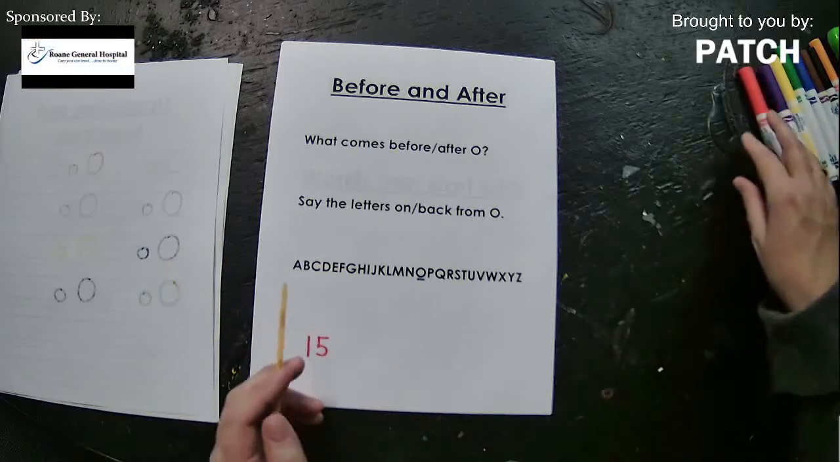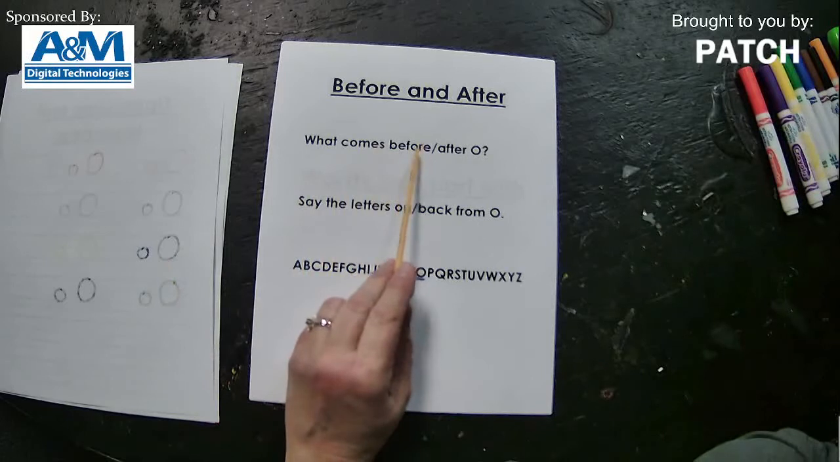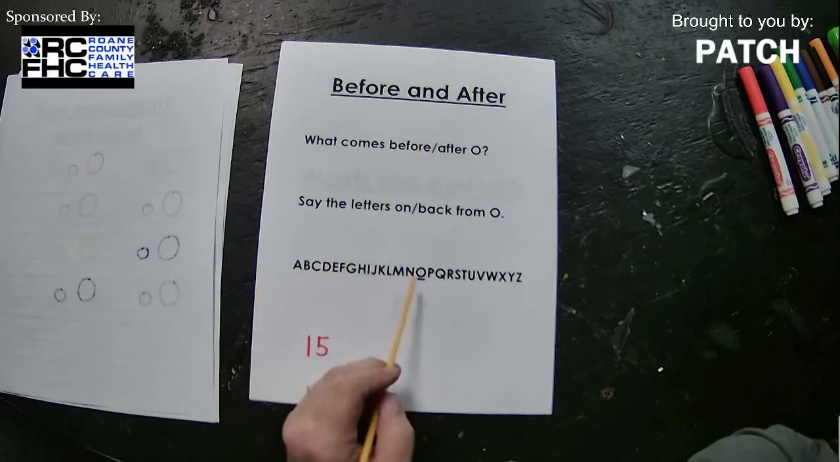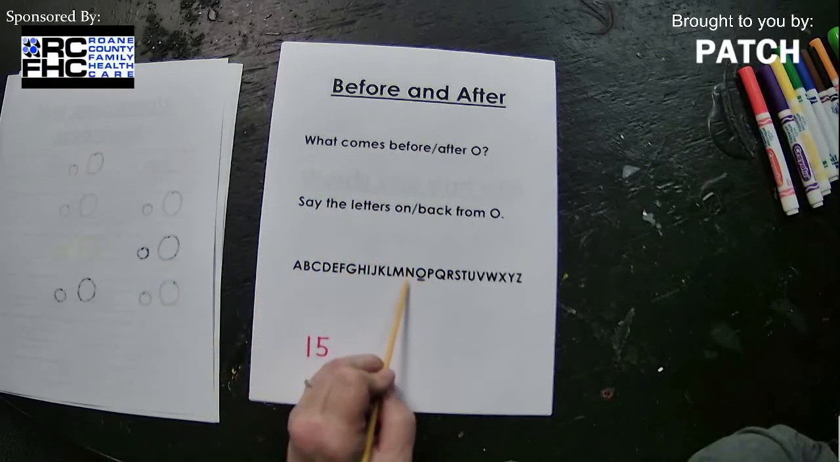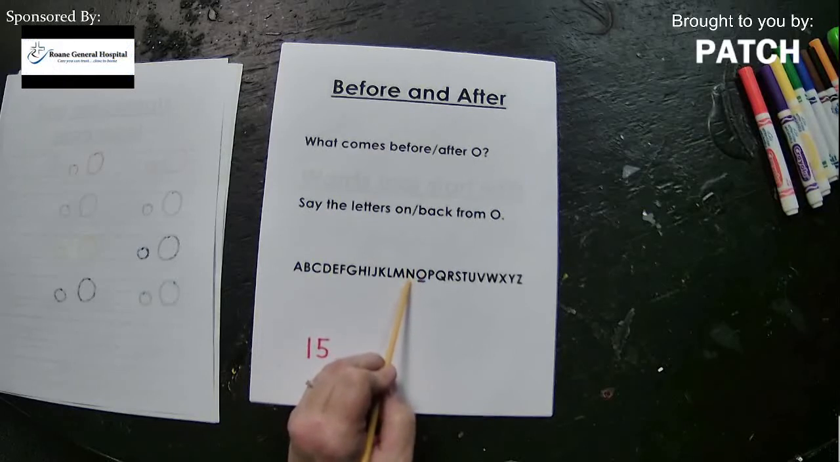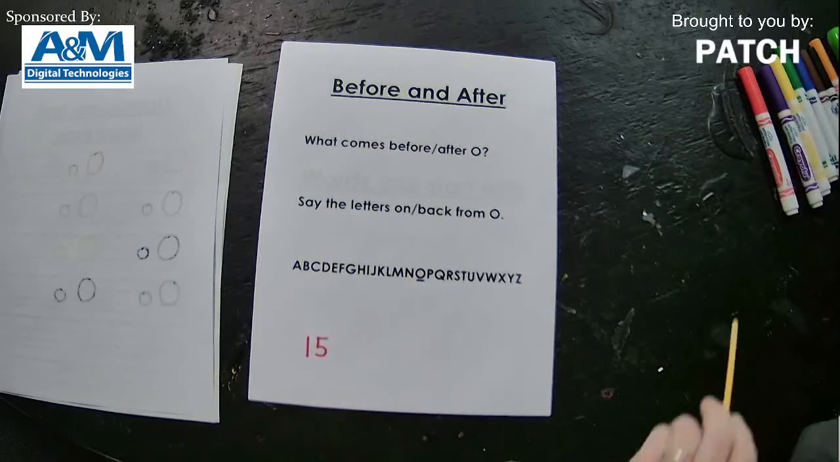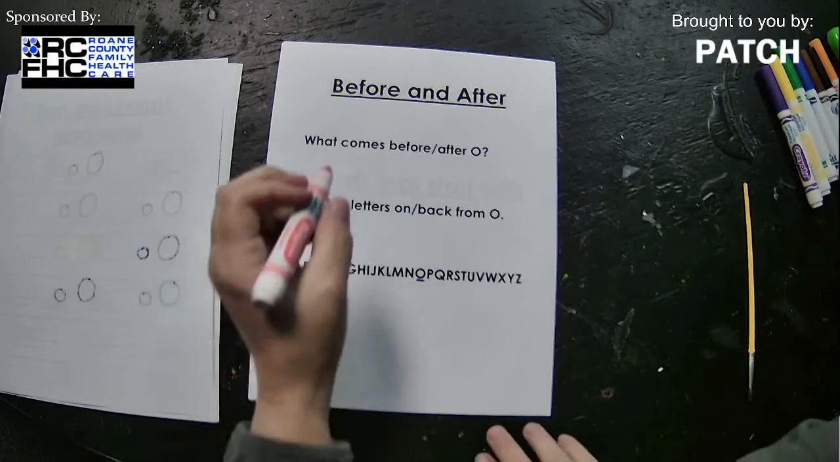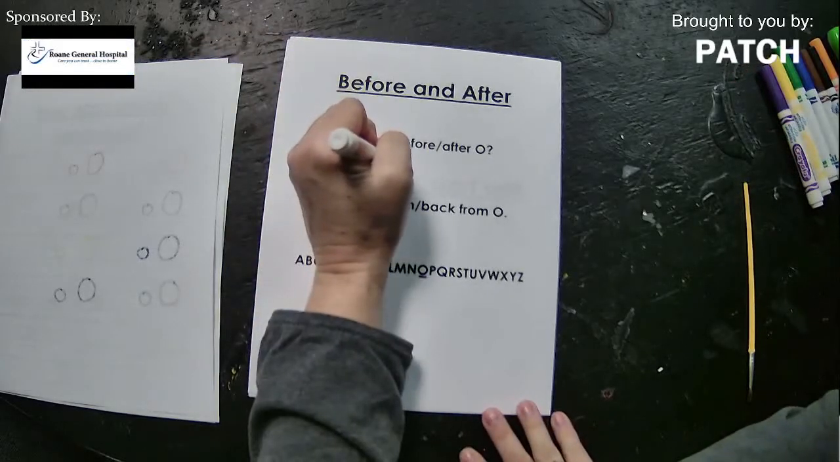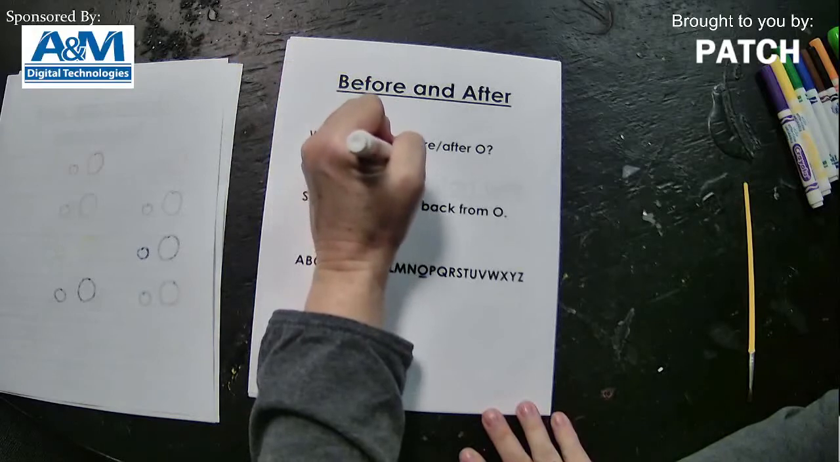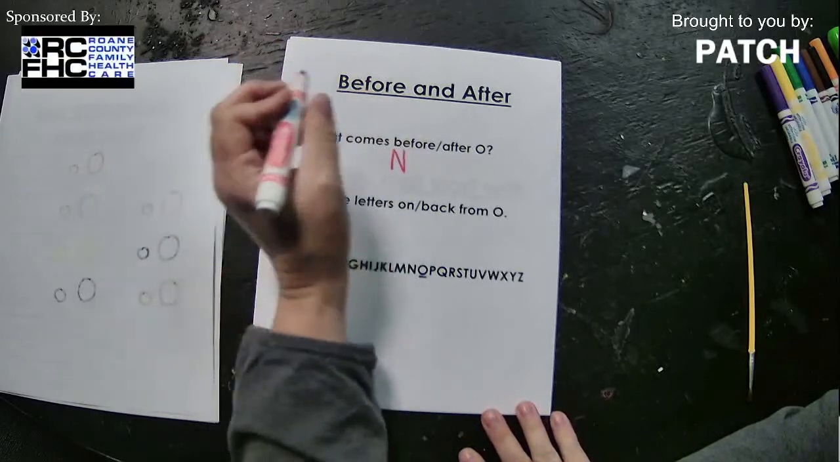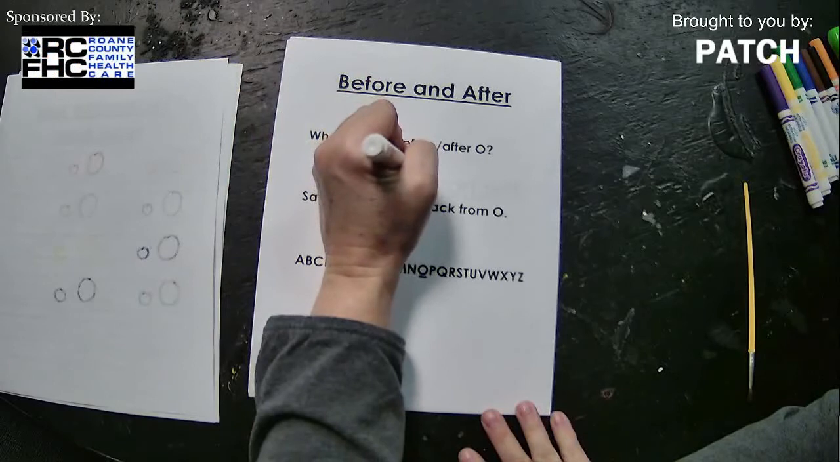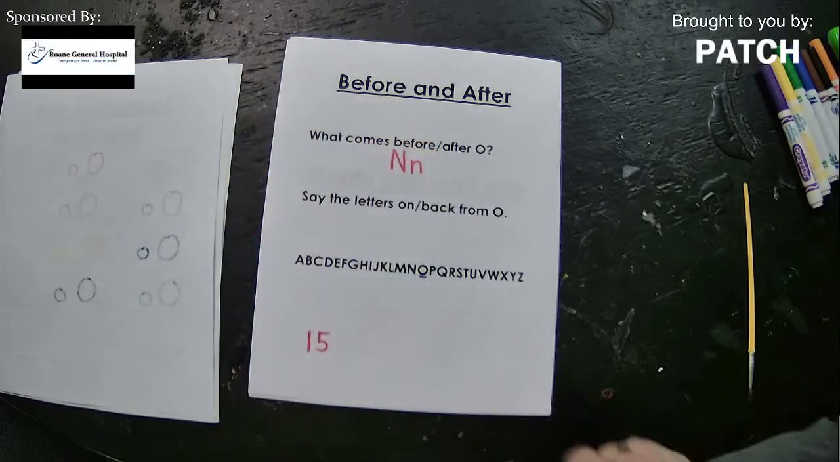All right, now, what letter comes before the O? So find our O again. Okay, what letter comes before it? The letter N. You're right. So let's make the letter N. 1, 2, 3 lines for an uppercase N, and a short stick and a hump for the lowercase n.